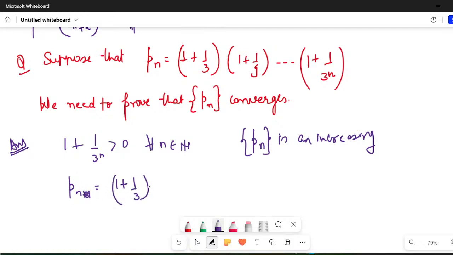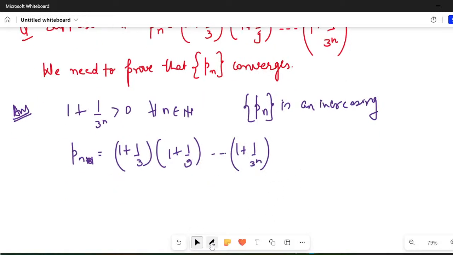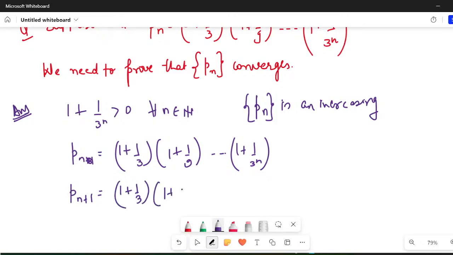I'll first write what would be Pn. Pn would be (1 plus 1 upon 3) into (1 plus 1 upon 9) and so on up to (1 plus 1 upon 3 raised to power n). And what would be Pn plus 1? If I write Pn plus 1, it would be simply (1 plus 1 upon 3), then (1 plus 1 upon 9), and so on up to (1 plus 1 upon 3 raised to power n).